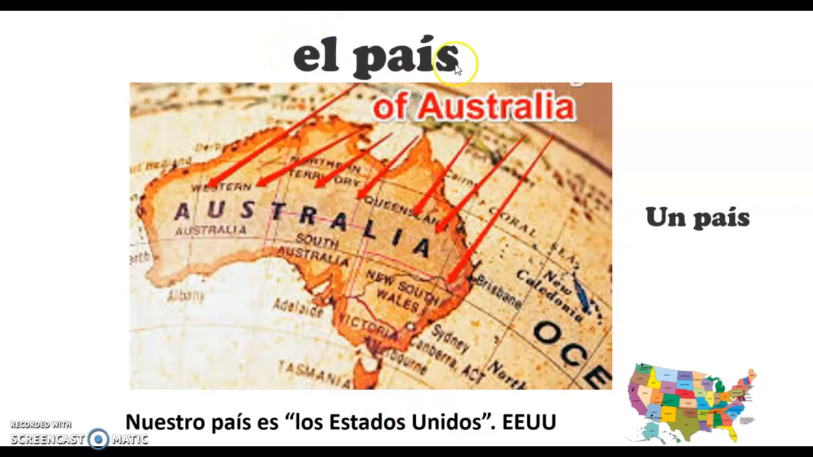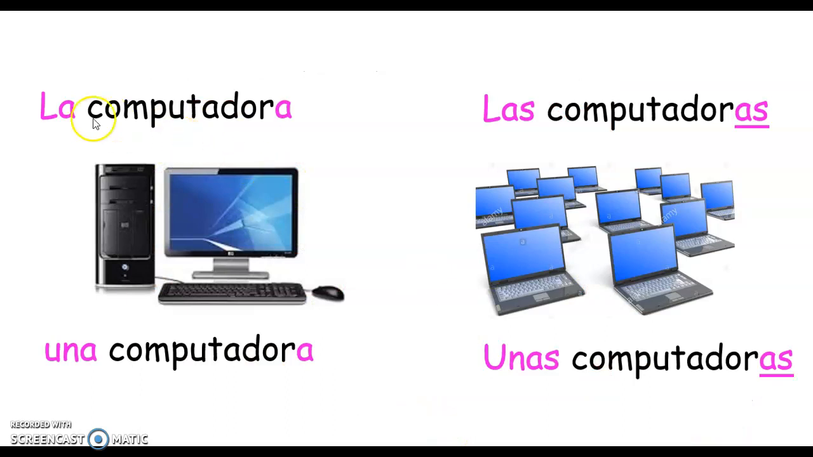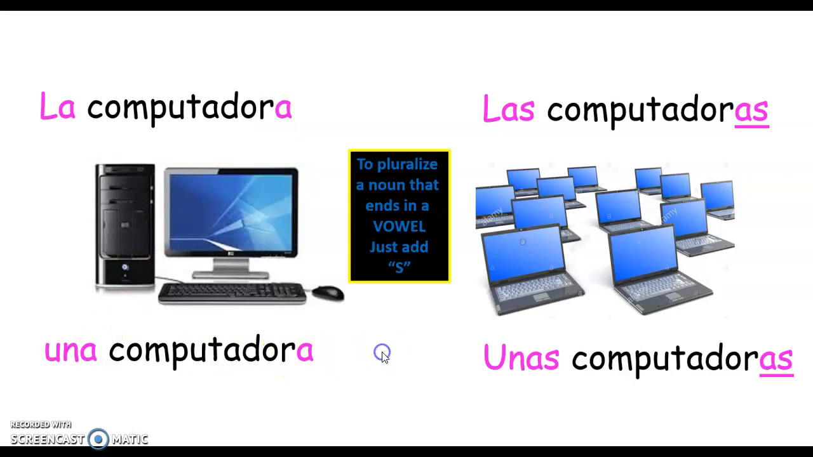Those usually end in ity in English. And another example of S is el país. We learned autobús. And our país is los Estados Unidos, and it's abbreviated EEUU, Los Estados Unidos. The States United. La computadora, una computadora. Now, this is how you make them plural. To pluralize a noun that ends in a vowel, you just add s. Las computadoras. Notice it's kind of like saying those computers. Unas computadoras.